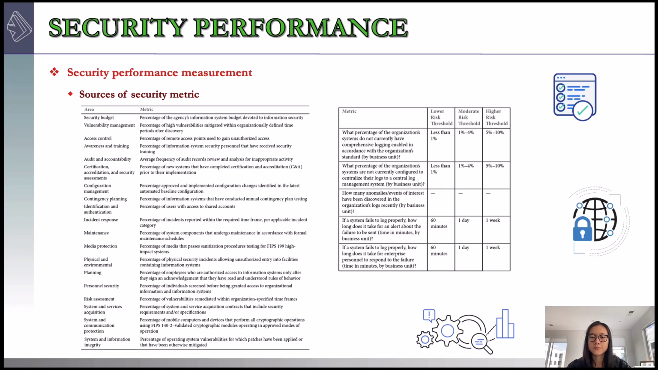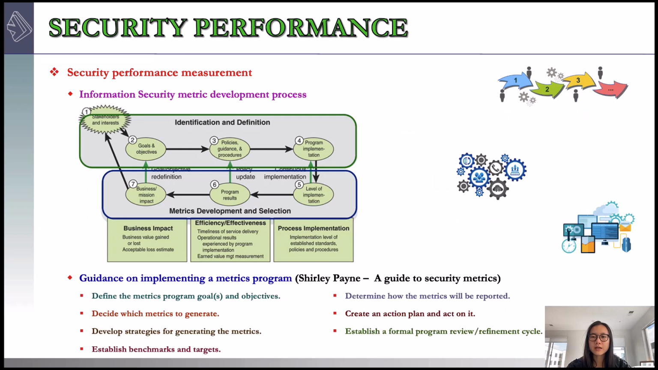logs control. This figure here on the slide from the National Institute of Standards and Technology's special publication shows the process of developing information security metrics. It shows how this process takes place within a larger organizational context.